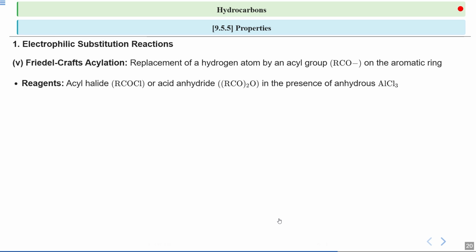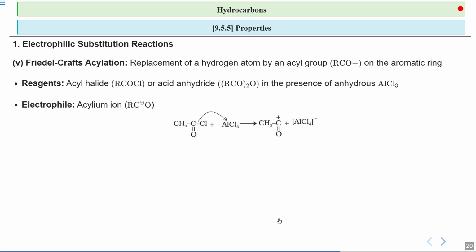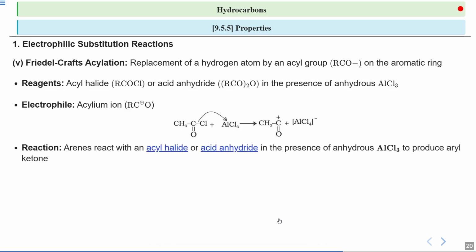Now, you can also take the acetic acid anhydride. Both of these can be used with the anhydrous AlCl3 to form the required electrophile. So this is your generation of electrophile. You can look here how your CH3COCl, which is being reacted with AlCl3, loses the chlorine and forms the acylium ion.